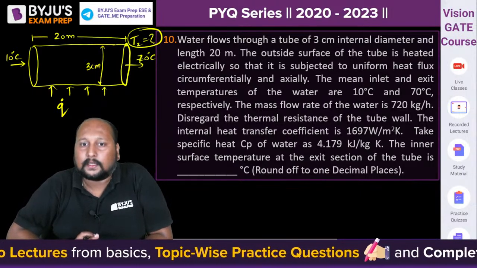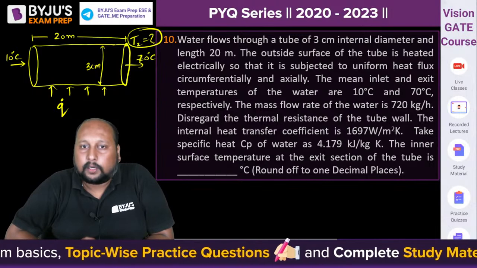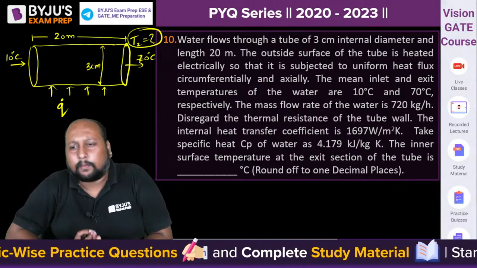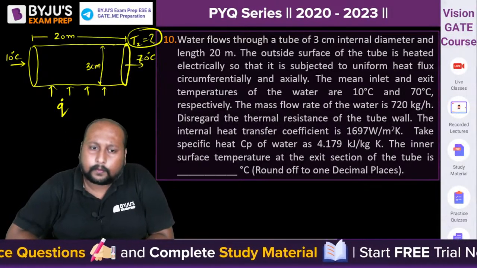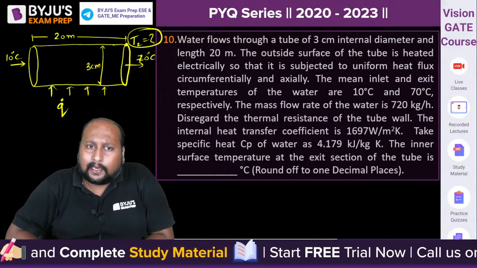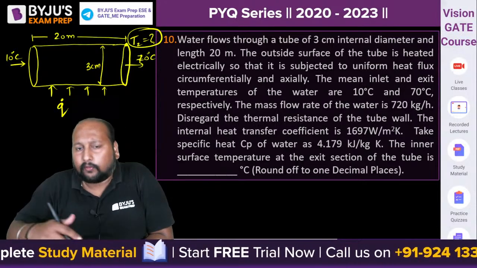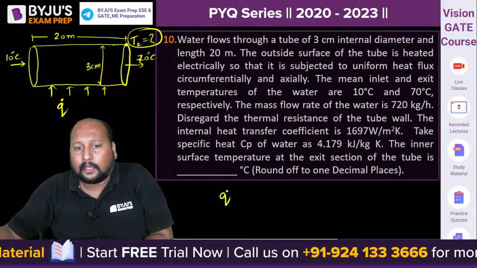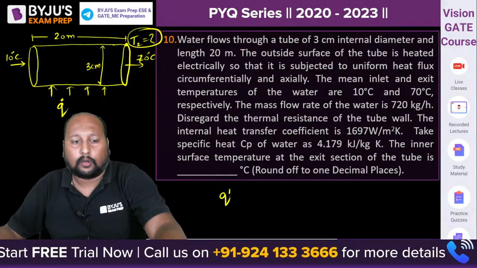A simple question, guys. There should be no doubt in this. It's an easy question, you only have to apply the logic. Let us calculate the heat flux because there is a uniform heat flux. Can we say heat flux will be equal to? Let me write it as Q dash.